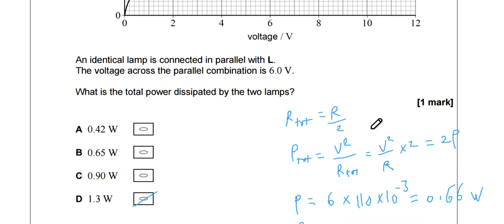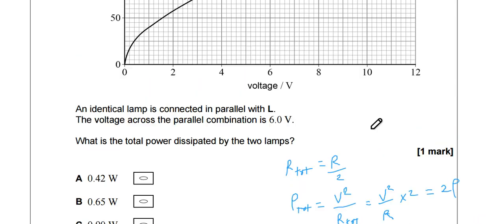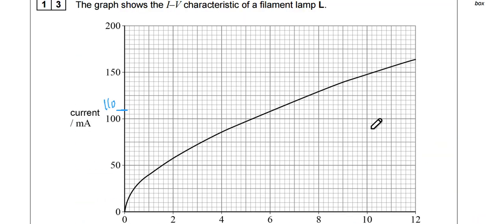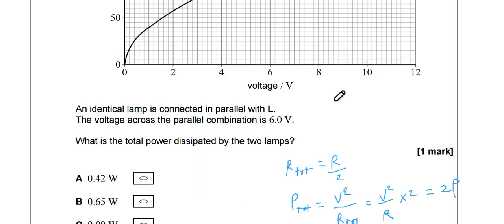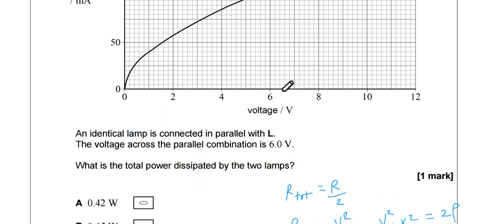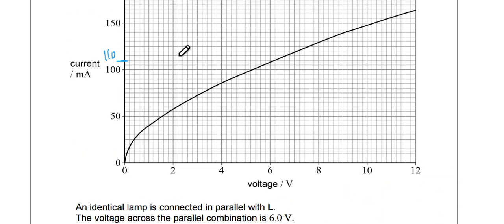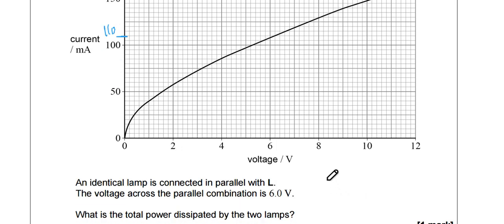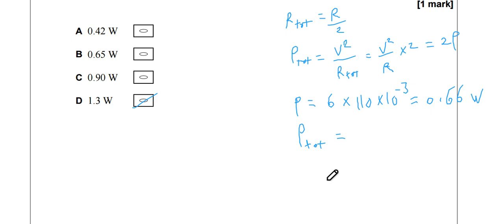How can we get this P? Certainly from the graph. We have the characteristic graph for one filament lamp. We have the potential set. We can go here, find the current in milliampere, multiply both, P equals IV, and to find P total, it will be this number multiplied by 2.